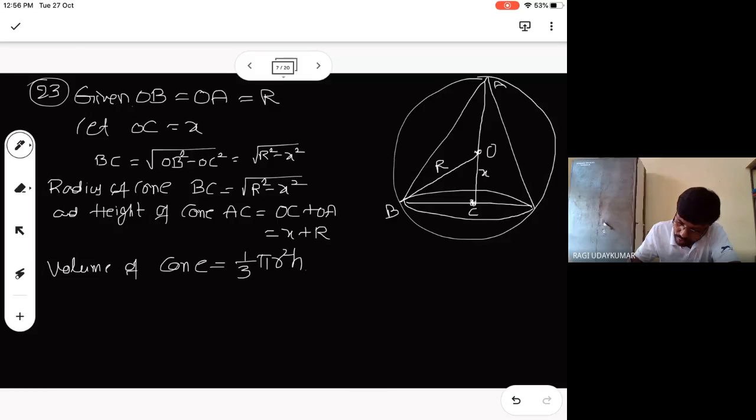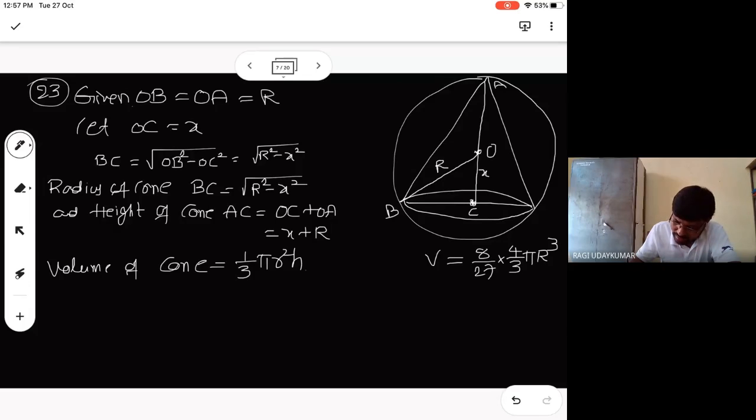So volume of the cone, what do I have to prove? 8 by 27 of the volume of the sphere. What is the volume of the sphere? 4 by 3 pi R cube, where the radius is capital R. So we have to prove this in terms of capital R.